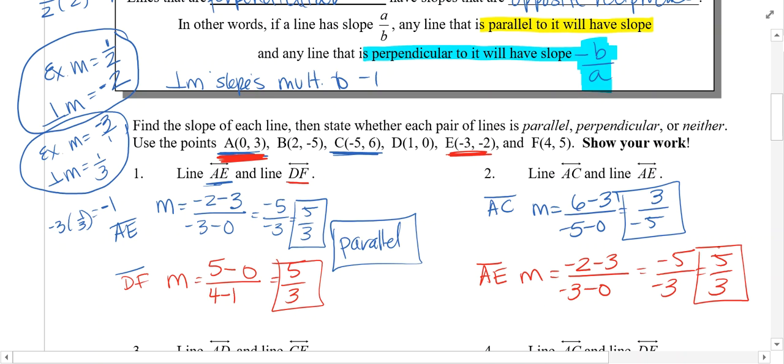So when you look at these two slopes, how are they related? Well, they're not the same. Okay, so are they opposite reciprocals? Yes. Okay, and so these are going to be perpendicular. The lines will be perpendicular.